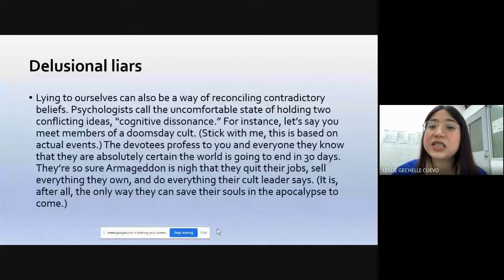For instance, let's say you meet members of a doomsday cult. The devotees profess to you and everyone they know that they are absolutely certain the world is going to end in 30 days. They are so sure Armageddon is nigh that they quit their jobs, sell everything they own, and do everything their cult leader says. Yung mga ganun.